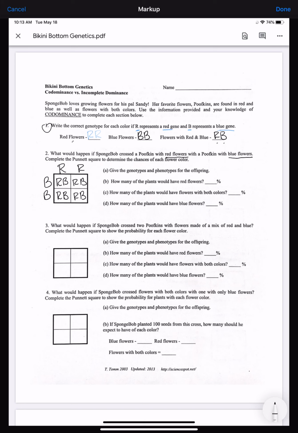So right here, A says give the genotypes and phenotypes for the offspring. So all of them, if I'm looking at the Punnett square, they are all RB, and RBs are red and blue. So this is my genotype, this is my phenotype. So how many of the plants would have red flowers? Since none of these are RR, it'd be 0. How many would have both colors? All of them, 100% are RB. And how many plants would have blue flowers? 0%.